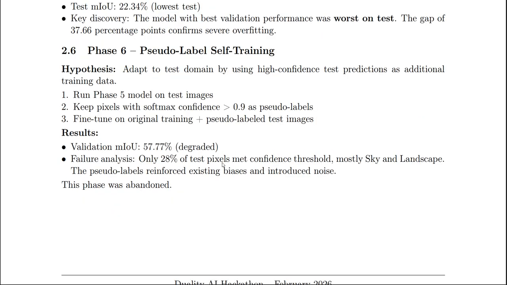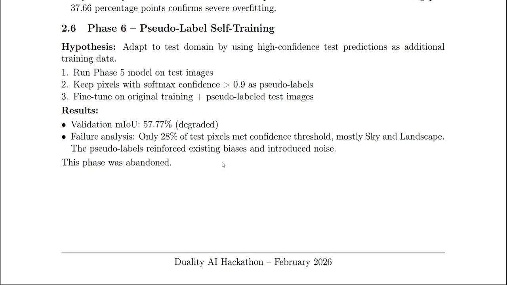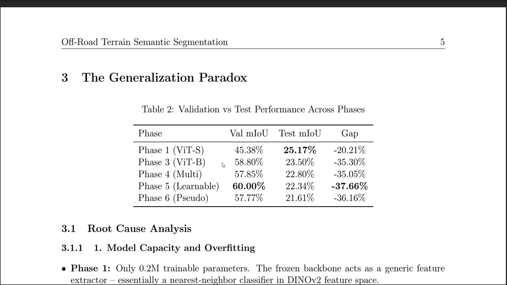And in phase 6, we have implemented pseudo-label self-training. We ran the phase 5 model on test images and kept pixels with softmax confidence of 0.9 as pseudo labels, and due to that we get a validation mIoU of 57.58. We learned that only 28% of the test pixels met the confidence threshold, mostly sky and landscape. And this is our generalization paradox. This is the validation mIoU and gap. We got the best validation on phase 5, and on the test mIoU we get the best on phase 1.